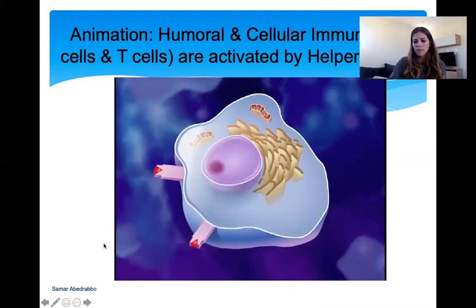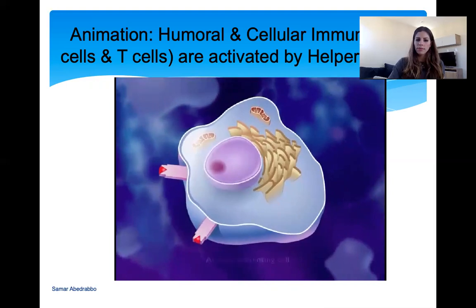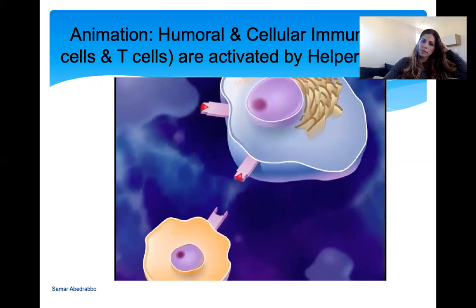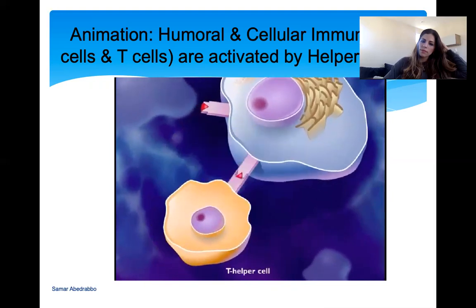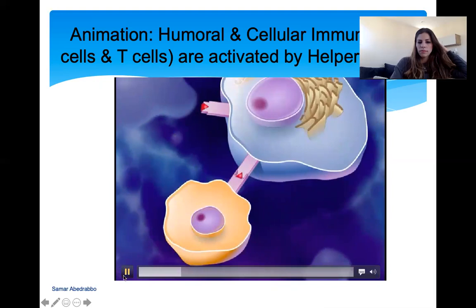Macrophages with antigen fragments displayed on their surfaces are called antigen-presenting cells. An antigen-presenting macrophage interacts with a T helper cell that can recognize the same antigen. During the interaction, the macrophage releases a chemical alarm signal called interleukin-1.